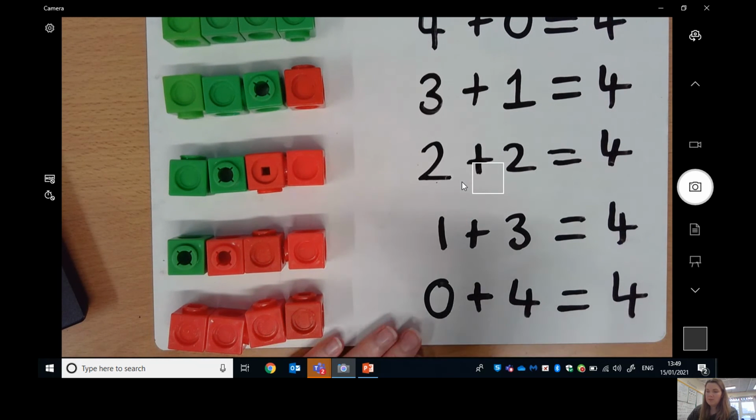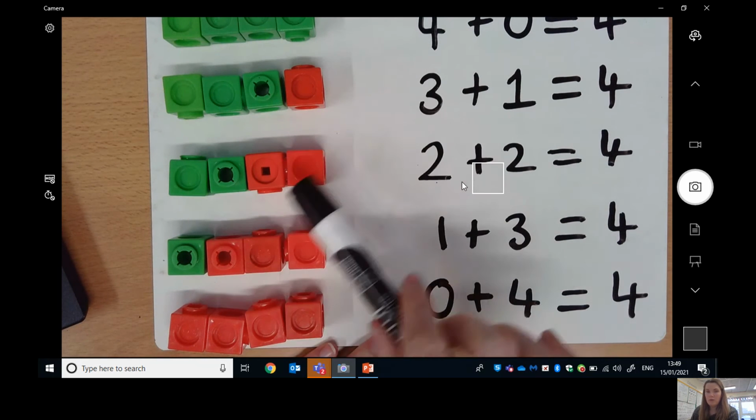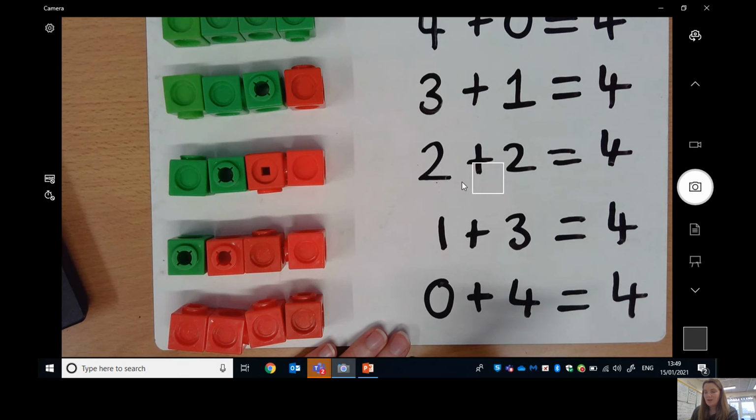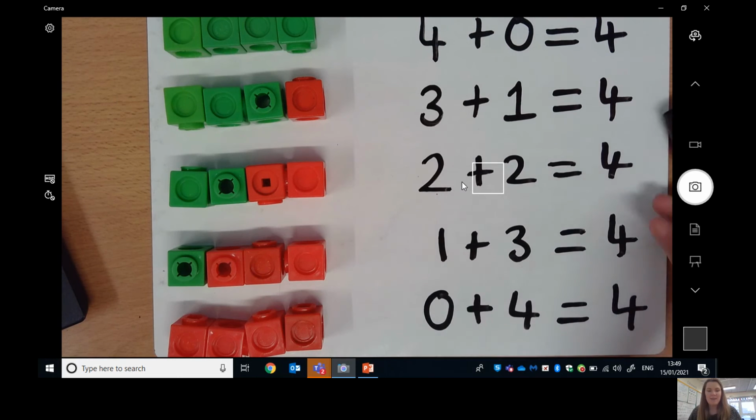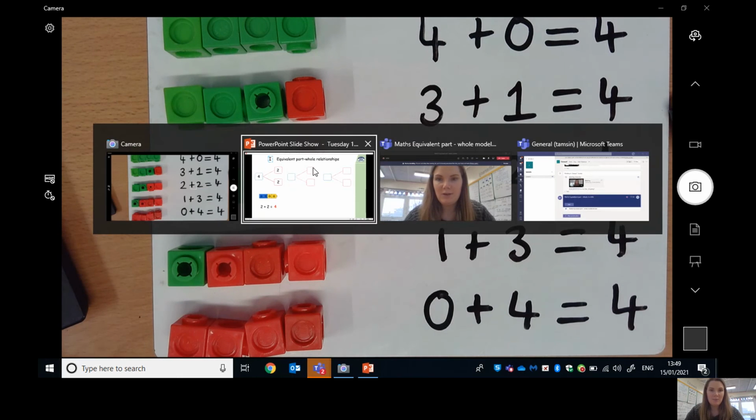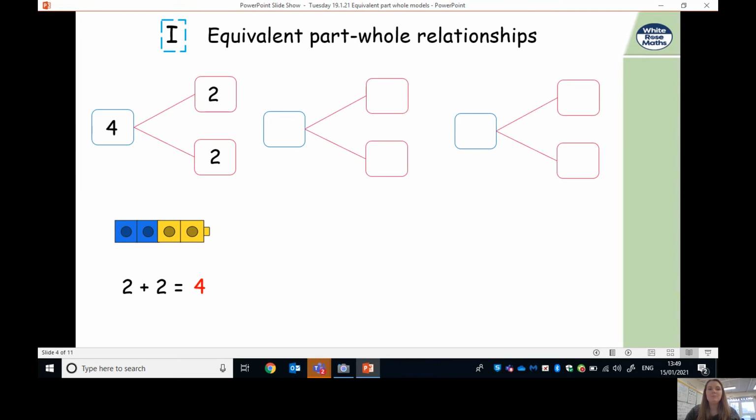All of these cubes add up to 4, but we've changed how many of each colour we have. Isn't that cool? Let's see if we can do it for a different number. Let's see it in action first. So we found 4 by putting 3 and 1 together. We got 3 cubes and we got 1 to go with it. So 3 plus 1 is 4.